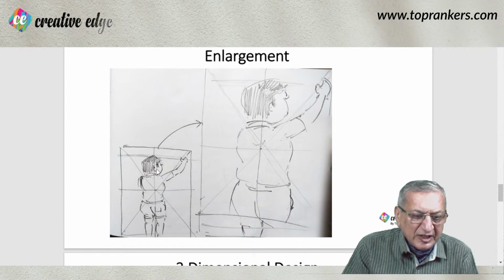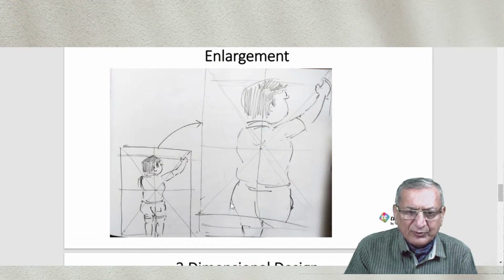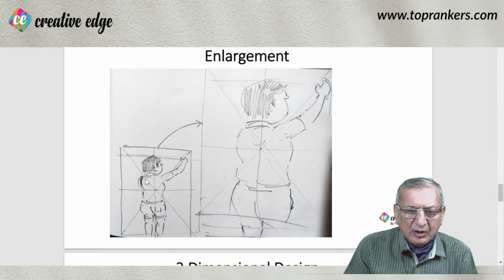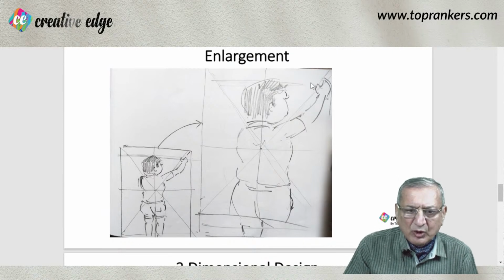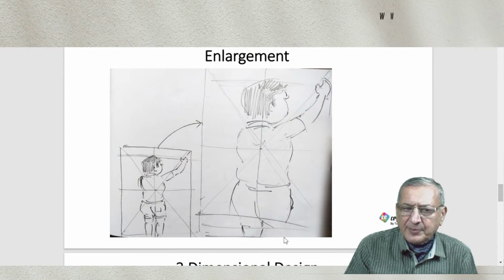Then these diagonals and the cross lines will work as your graph for the enlargement. Look at the hand, how the hand has gone into the small one. Similarly, the hand would go into the larger one. Accordingly, the whole enlargement would be done.